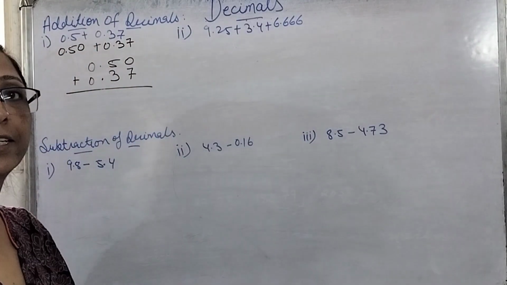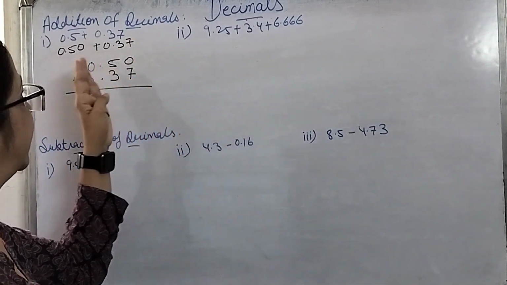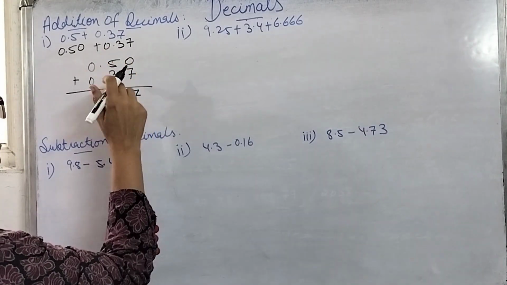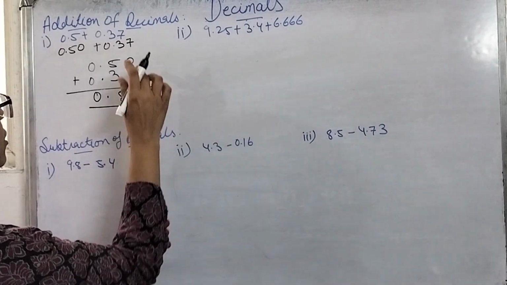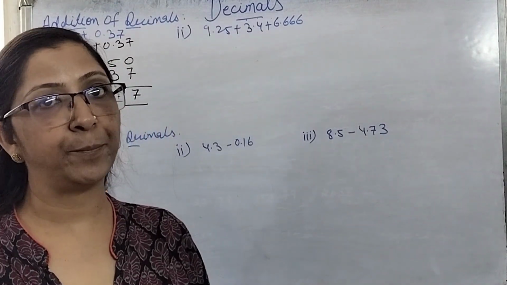Once we have arranged it, simply as we did earlier in addition, we start adding from the right-hand side. 0 plus 7 is 7, 5 plus 3 is 8, this is the decimal point, 0 plus 0 is 0. So the sum of these two decimal numbers is 0.87.